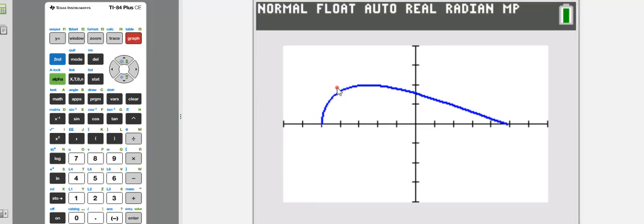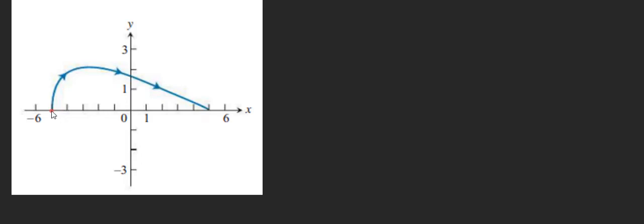As you can see, it drew really fast. Make sure you use your own calculator, and you will notice that it went this way. So when you sketch a graph, your graph should look something like this. Make sure you have a direction indicating that the graph was going this way.